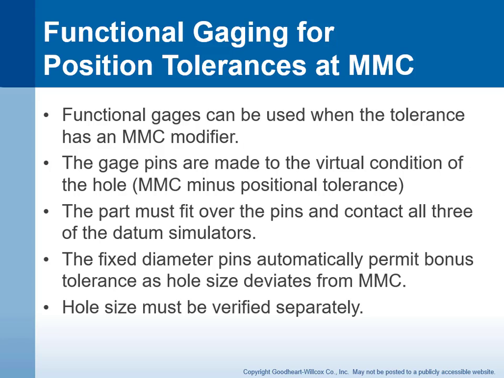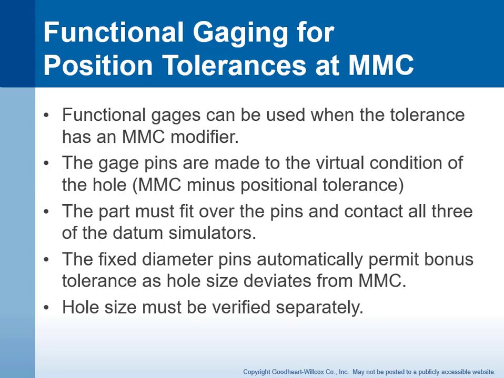The part must fit over the pins and contact all three of the datum simulators. The fixed diameter pins automatically permit bonus tolerance as the hole size deviates from MMC. That's the beauty of functional gauges. And then the hole size must be specified separately, verified separately. Okay, so you use the functional gauge to inspect the location of the holes, but then you also need to inspect the hole size because the functional gauge does not check the size of the holes.